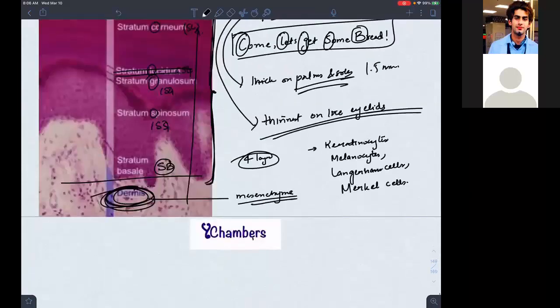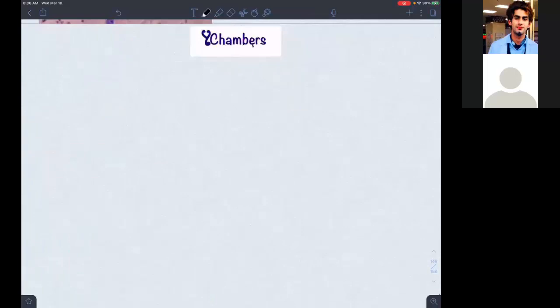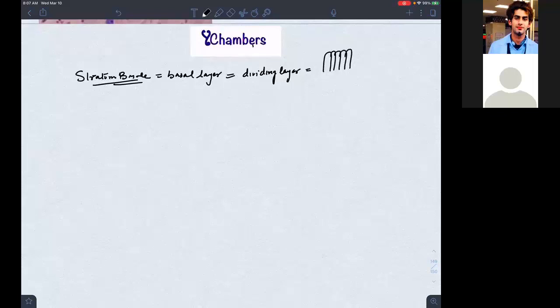Now we have to individually talk about the layers. If I talk about the stratum basal, this is the basal layer. This layer is actually the dividing layer. And which type of cells does it contain? Columnar cells.